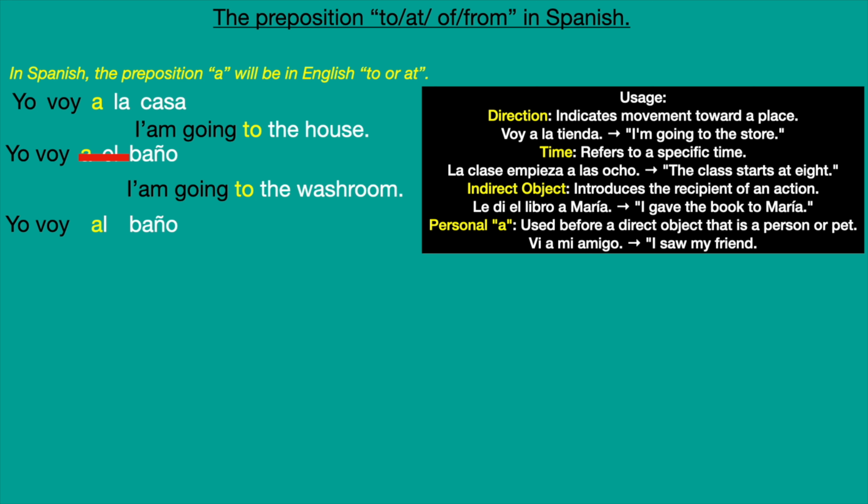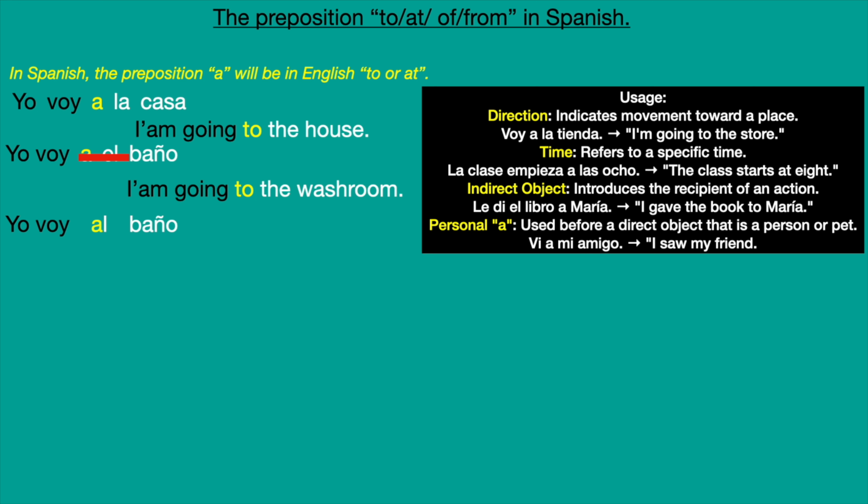So also we have it for the indirect object, to introduce the recipient of an action. "Le di el libro a María." So I give the book to Maria. If you give something to someone, that is when you use a: a María, a mi hermana, a mi José. So you see, you give something to someone.